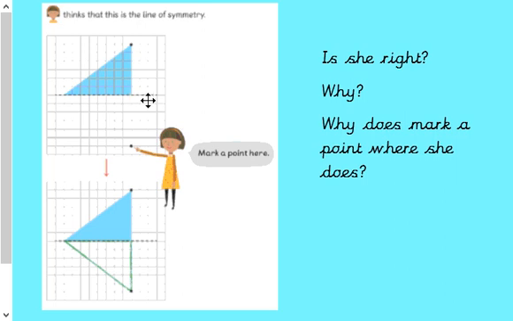Now, this young lady has taken a horizontal reflection line here at the bottom of the shape. And she says that this shape reflected in this reflection line here would look like this. Is she right? Have a little think about that. Press pause and then press play when you're ready.